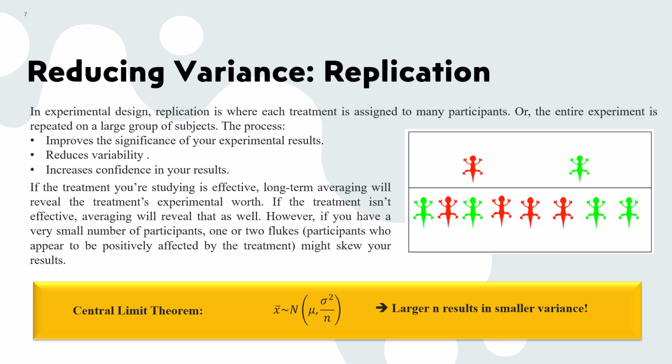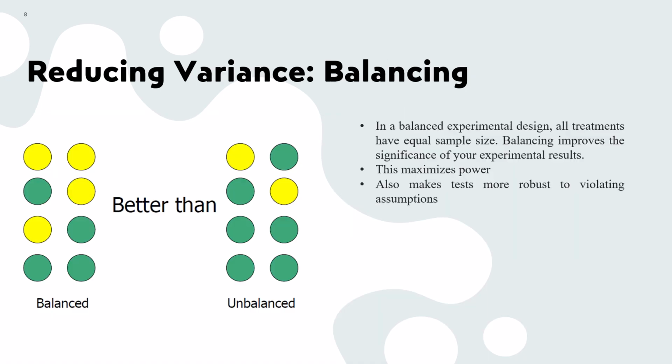This idea is backed by the central limit theorem, which says, as the sample size increases, the sampling distribution of the mean becomes more normal and less variable, even if the original data is skewed or noisy. In a balanced experimental design, each treatment group has the same number of observations or samples. This kind of design is not only simpler to analyze, but it also gives you stronger, more reliable results.